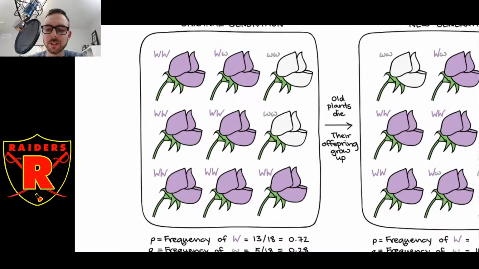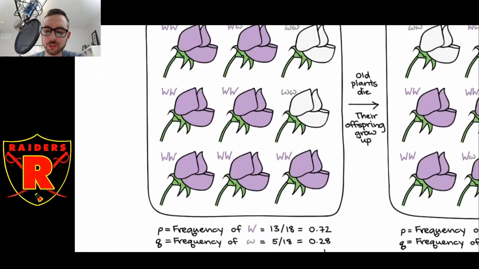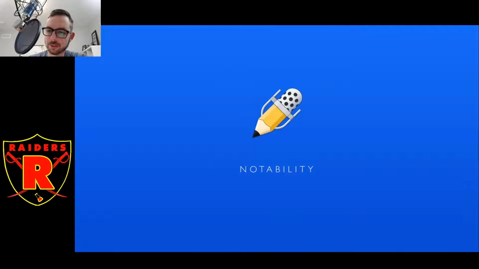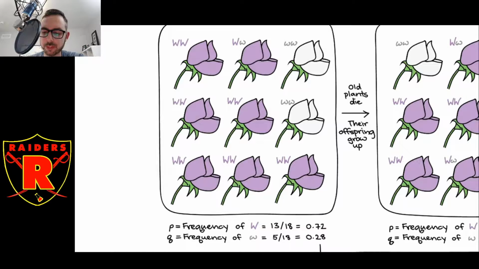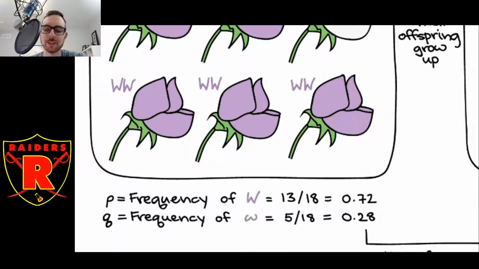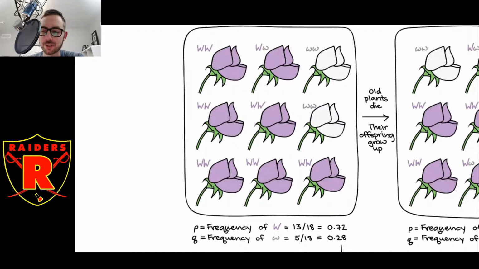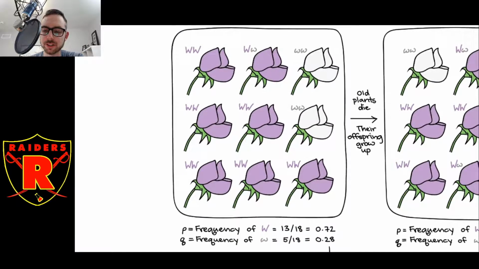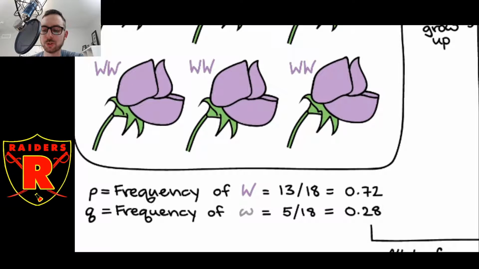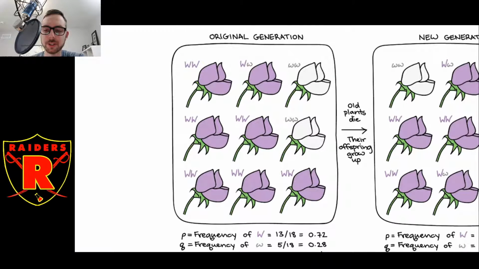If you were to look at the number of those purple alleles in the population and count them up, you notice that there are 13 of those alleles in a total population of 18. That means that the allelic frequency is 72%. The population is 72% purple allele. And if you look at the white allele, there's 5 white alleles in a total of 18, so it's 28% white allele. That is the frequency of that allele in the population.